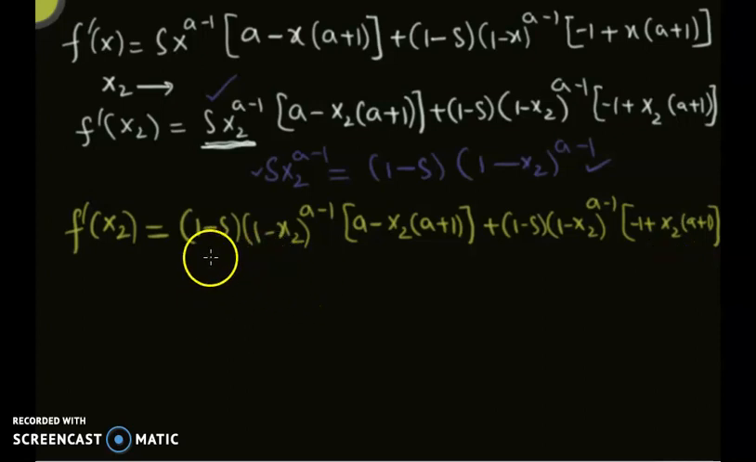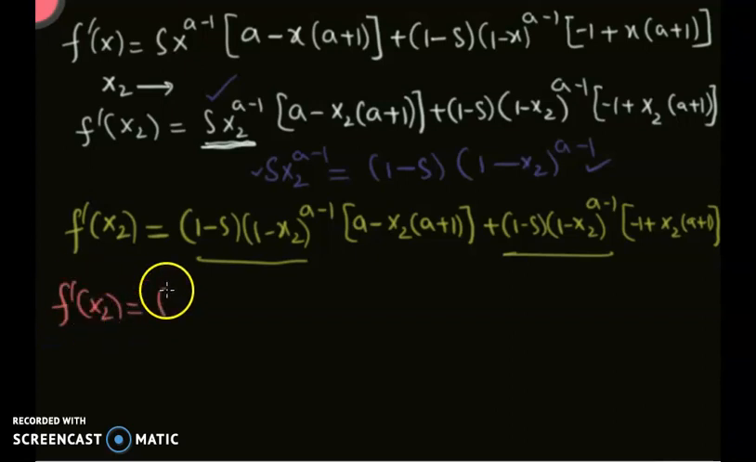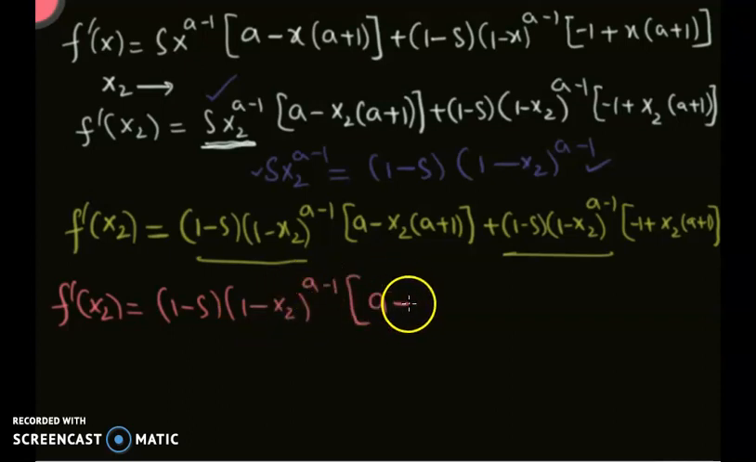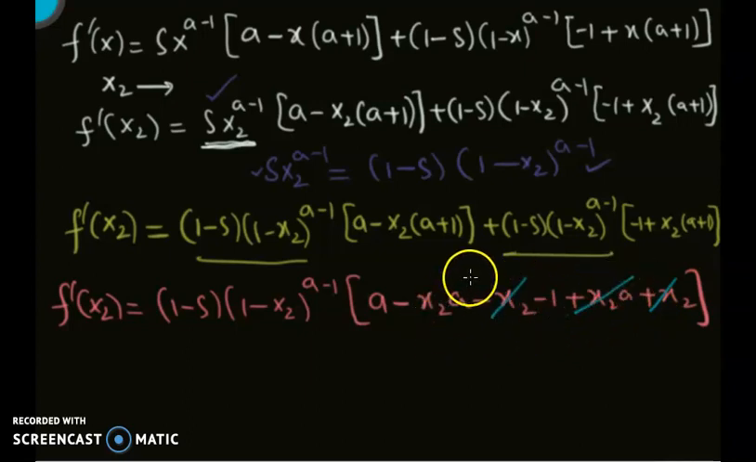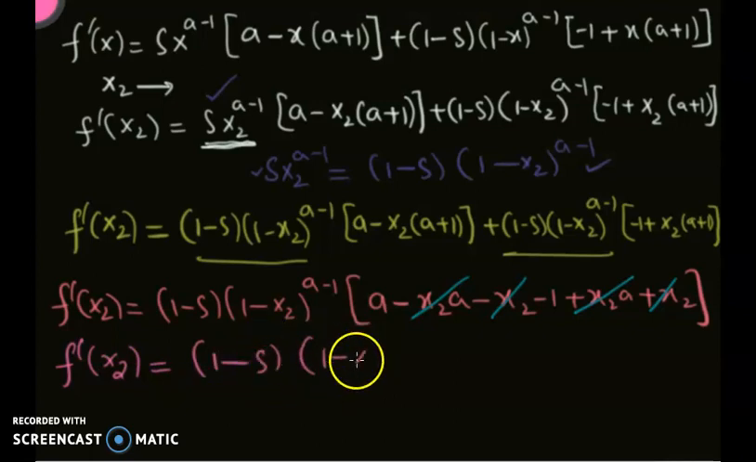Okay, so this term is common in both, and we can take it out to get f prime at x2 equal to 1 minus s times 1 minus x2 to the a minus 1 times a minus x2 a minus x2 minus 1 plus x2 a plus x2, and we can perform some algebraic manipulations, such as this x2 will be cancelled with this x2 and this x2 with this, and we will be left with f prime at x2 equal to 1 minus s times 1 minus x2 to the a minus 1 times a minus 1.